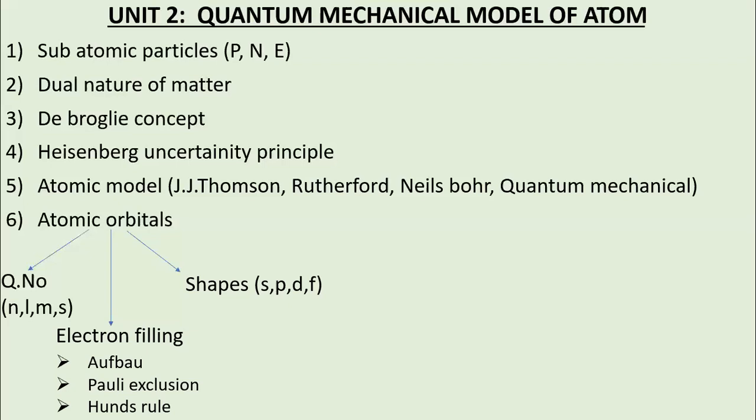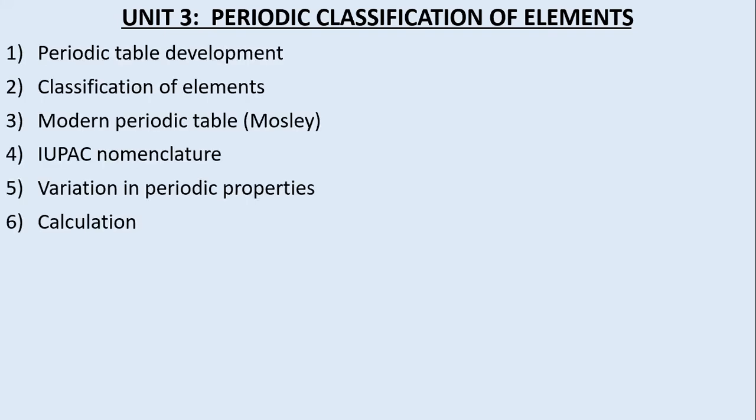Okay. The next we'll move on to unit 3, periodic classification of elements. Under this unit, we are going to study the periodic table development, that is how the periodic table was developed by many scientists. The next comes classification of elements. That is how the elements are classified in the periodic table based on S block, P block, D block and then F block. The next comes the modern periodic table, which was proposed by Moseley, and then IUPAC nomenclature, how the elements are named.